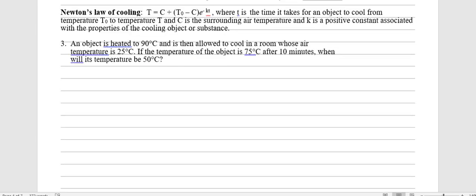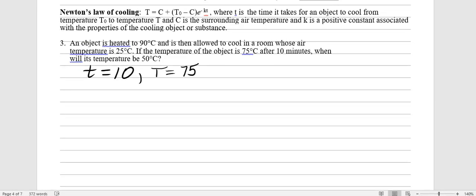Okay, so the third problem is Newton's law of cooling, and the function that results from this law is given. T is the time it takes for an object to cool from temperature T0, the initial temperature, to temperature T, and C is the surrounding air temperature, and K is a positive constant associated with the properties of the cooling object or substance. So we're going to allow, given the information, T time to be 10, and of course it's measured in minutes.